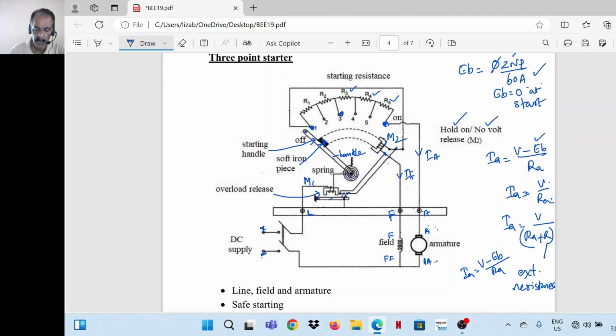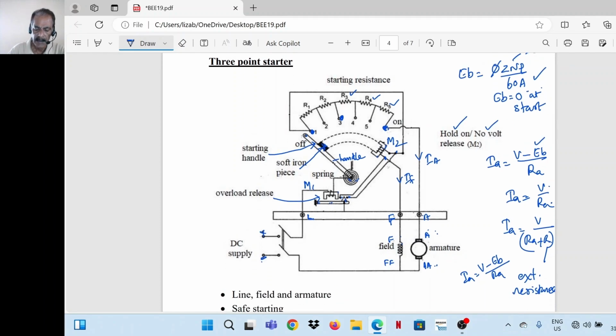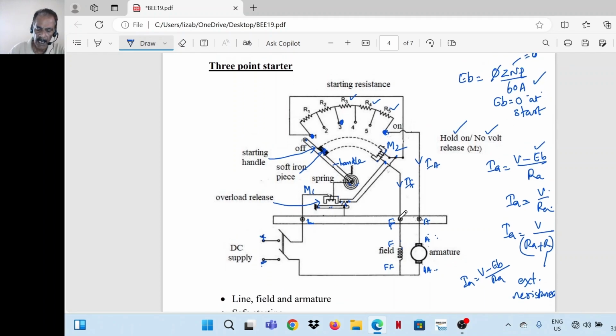So this is the 3-point starter used in a DC shunt motor. Three terminals L, F and A. The L connection should be given to supply positive, F to field, A to armature. The negative terminals are shorted and connected to negative of the mains. So when the handle makes contact with stud number 1, the motor starts, and the complete resistance R1 to R5 comes in series with the armature, and the full supply voltage is available across the field winding.